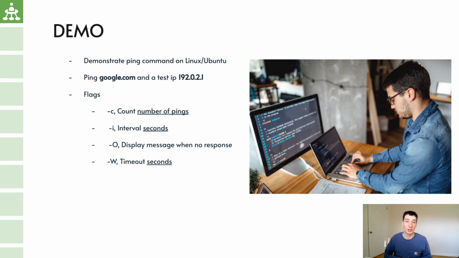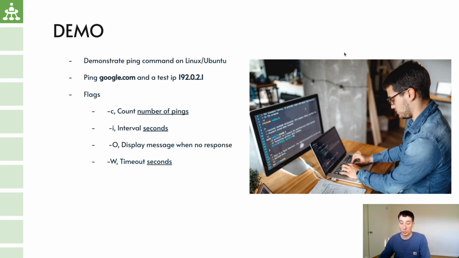We're going to be pinging google.com, and then we're going to be pinging a test IP address, 192.0.2.1. We're going to cover flags a little bit. Flag C is the number of pings we want to complete during a request. Interval speed is how long we're willing to wait in between each ping. Capital O is going to be displaying a message in the event that our packet is lost. And capital W is basically the time we're willing to wait to actually get a response before we go ahead and time out and cancel the whole request.